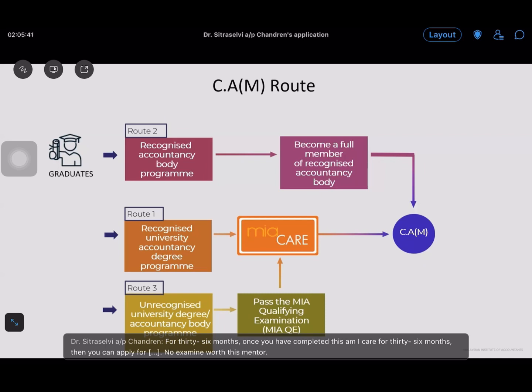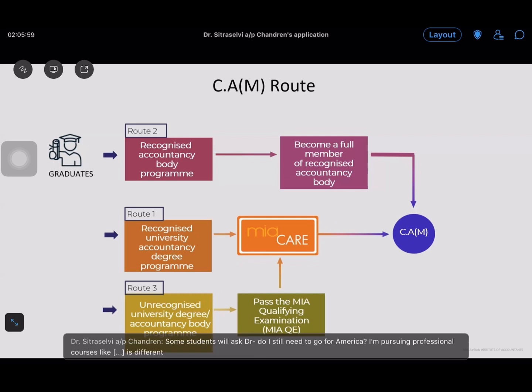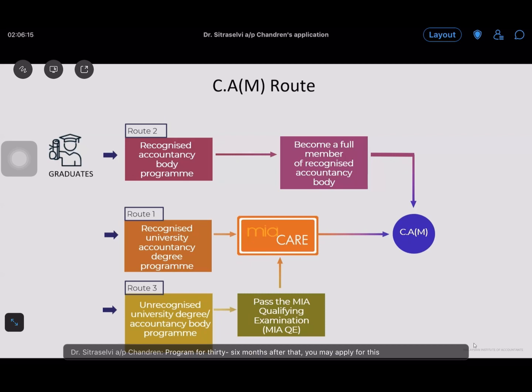No exam. Don't worry about whether you need to sit for the MIA qualifying examination. No need. Some students will ask, Doctor, do I still need to go for MIA CARE? I'm pursuing professional courses like ICAW or ACCA. That is different. You pursue that as normal, but now you are eligible because you have completed the 4 years degree program, so you are eligible to be under the MIA CARE program for 36 months. After that, you may apply for this. In between, if you want to pursue your ACCA, no problem.